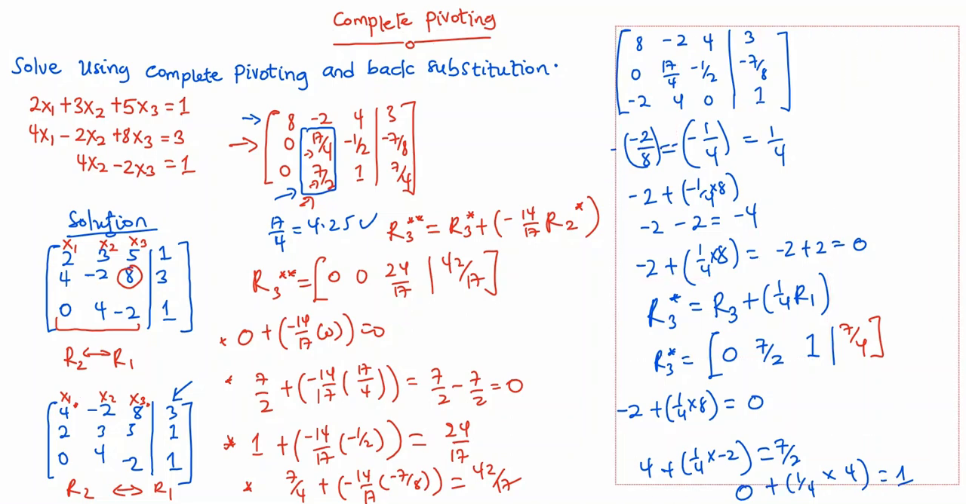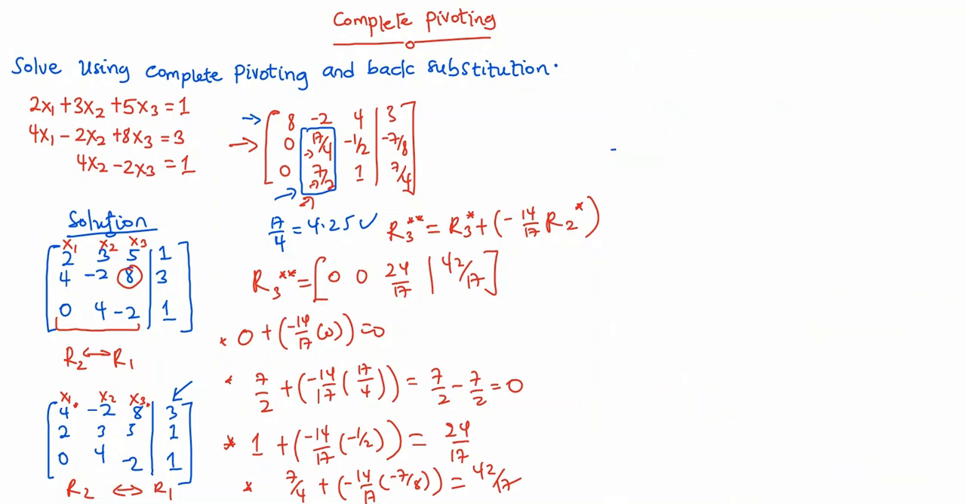So now let's rewrite the matrix we have now and then see what we have. Let me free up some space, then we continue. So I'm going to write the matrix we have now. We have 8, minus 2, 4, then we have 3 here. Then I'm going to have 0, 17 on 4, minus half, and then minus 7 on 8. And then the last entries will be the entries here. So I'm going to have 0, 0, 24 on 17, and then we'll have 42 on 17.